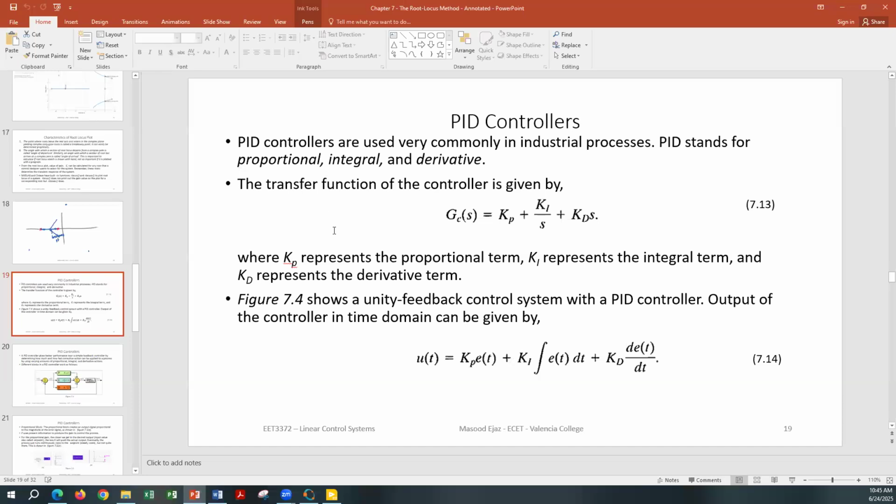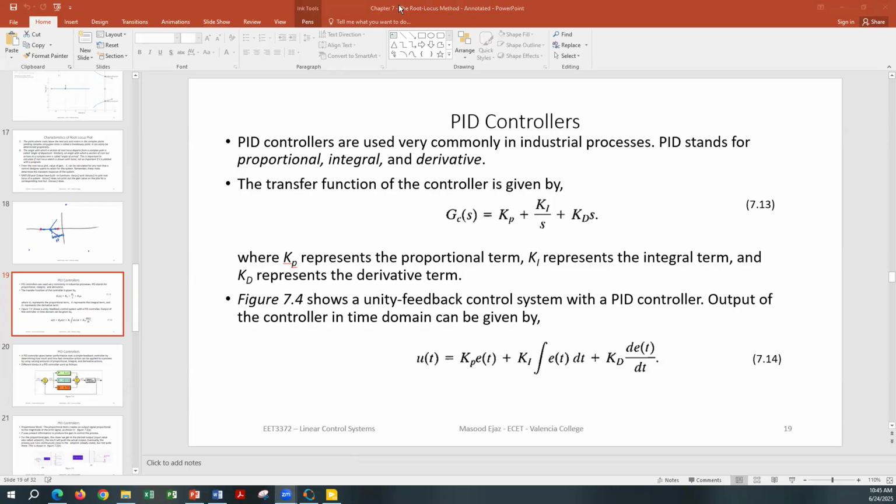One path is the proportional path, one path is the integral path, and one path is the derivative path, and that's why they're called PID: proportional, integral, and derivative. The controller gain, as you can see, is of the type Kp plus Ki/s plus Kd·s. Kp is the proportional.